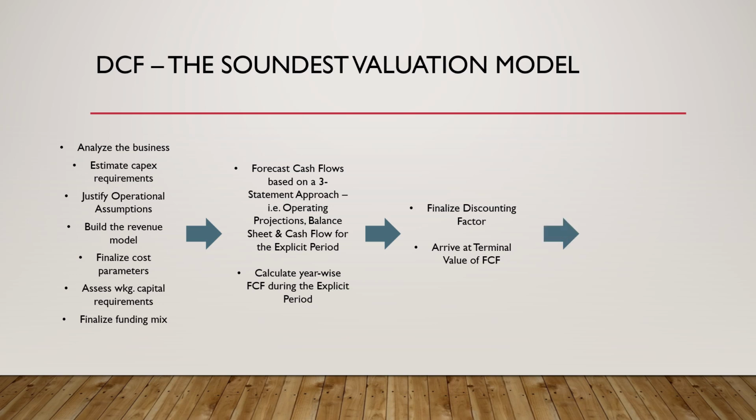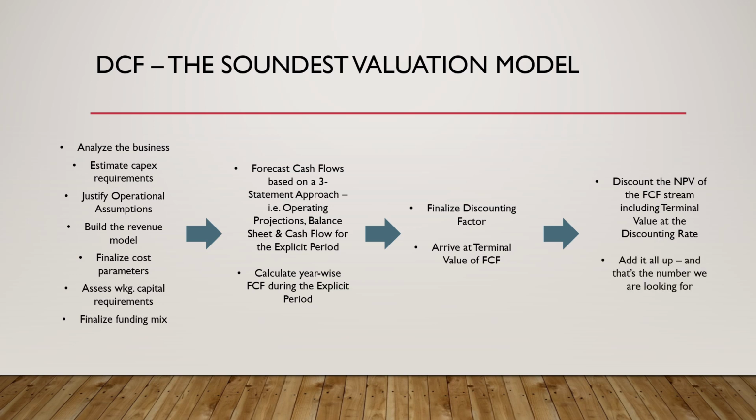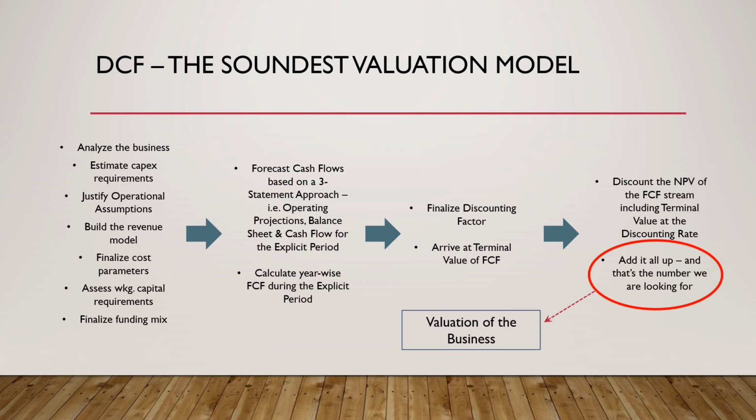And then the last step is to arrive at the NPV of the entire FCF stream right from year 0 till the end of the explicit period, and then to add the terminal value or the present value of the terminal value at the end of the explicit period. If we add it all up, we get a number that gives us the valuation of the business.